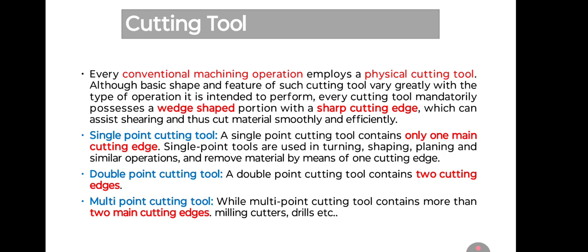Now cutting tools can be of different types. Single point cutting tool, that is, there will be one single main cutting edge which will be in contact with the workpiece. Then there can be double point cutting tool and multi-point cutting tool, that is, two cutting edges, or maybe more than two cutting edges, will come under the multi-point cutting tool category. Single point cutting tools are used for shaping, planing, turning operations, where only a single cutting edge is there. Double point also exists. Multi-point cutting tools are used for milling operation and drilling operation.